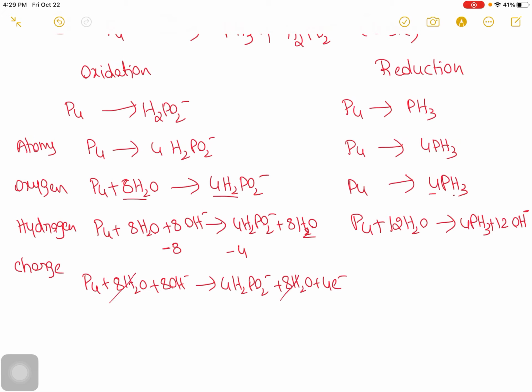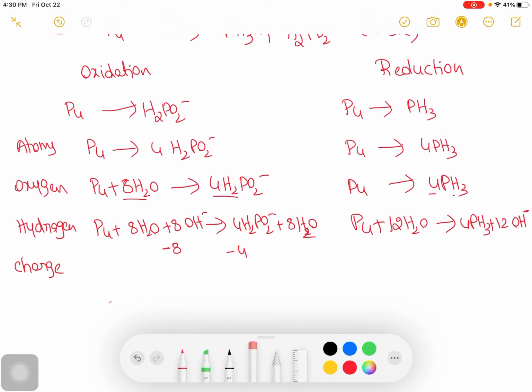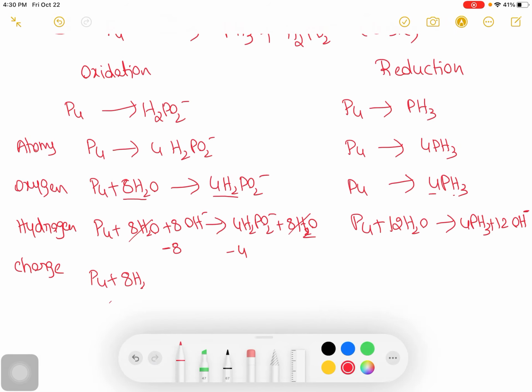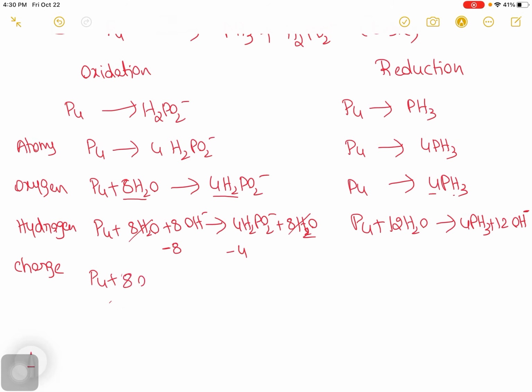Actually here also we can cancel 8H2O on both sides. I will write this step once again. The ones which are present on opposite sides we can cancel simply; both are neutral. So P4 plus 8 OH minus gives rise to 4H2PO2 minus plus 4 electrons, since among minus 8 and minus 4, minus 4 is the higher value and the difference is 4.